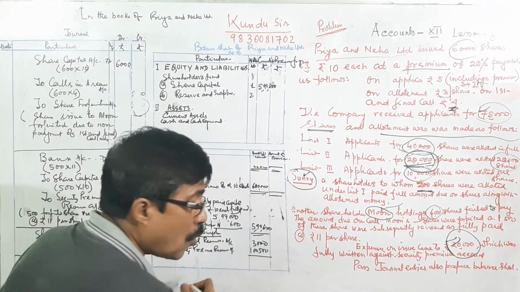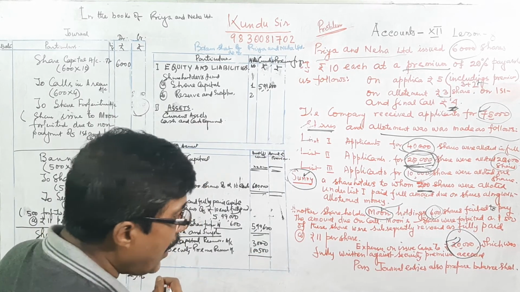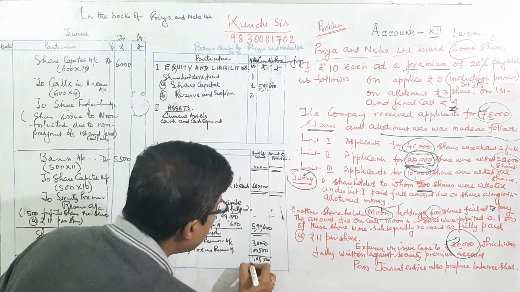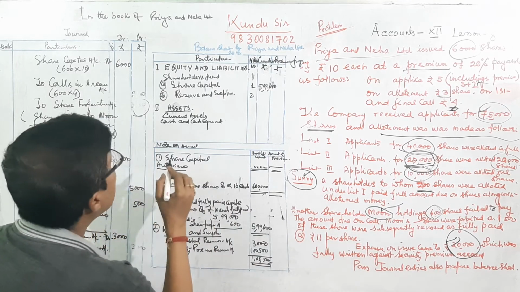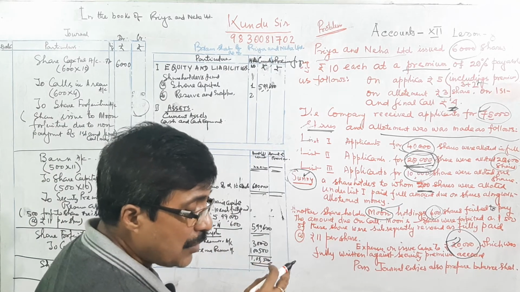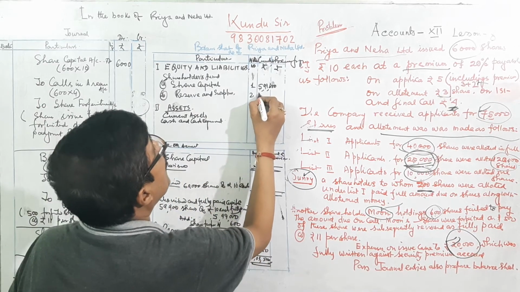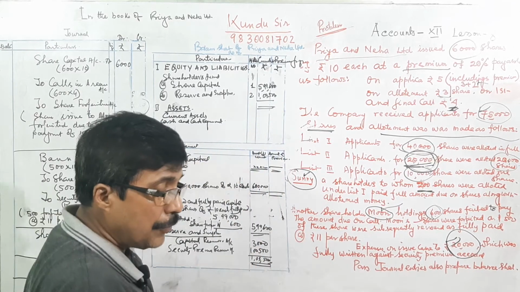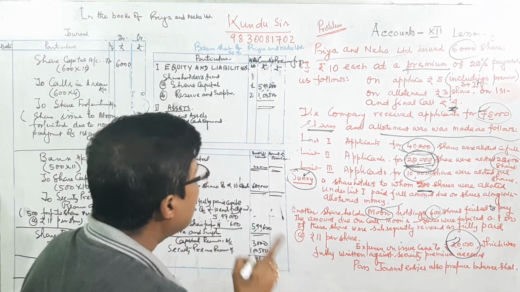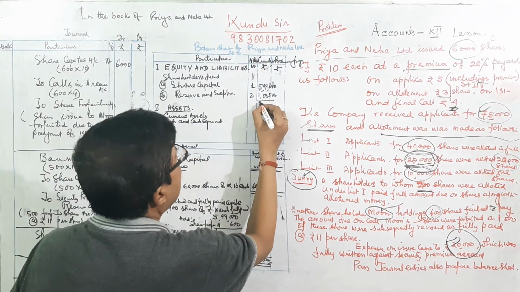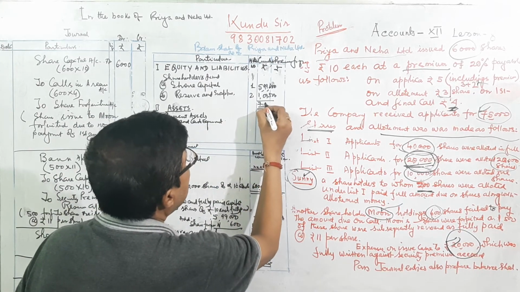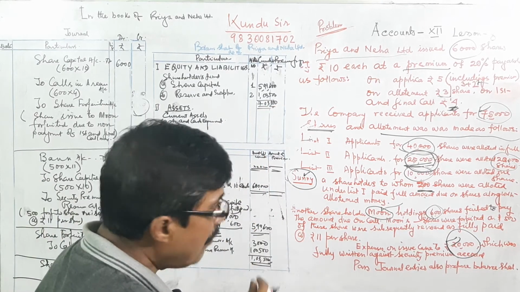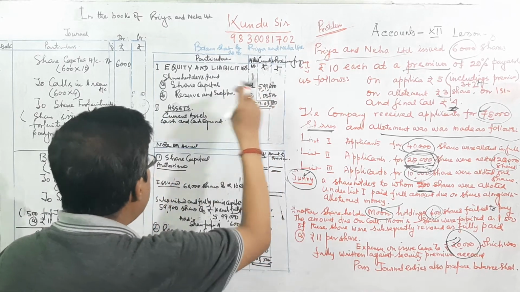1,500,000. That means security premium reserve after adjustment of share issue expenses of 20,000, the balance lying is 1,500,000. Total is how much? 1,03,500. Now we are transferring here 1,03,500, and if we add this, we will get 7,03,100. It is the balance of the liability side.